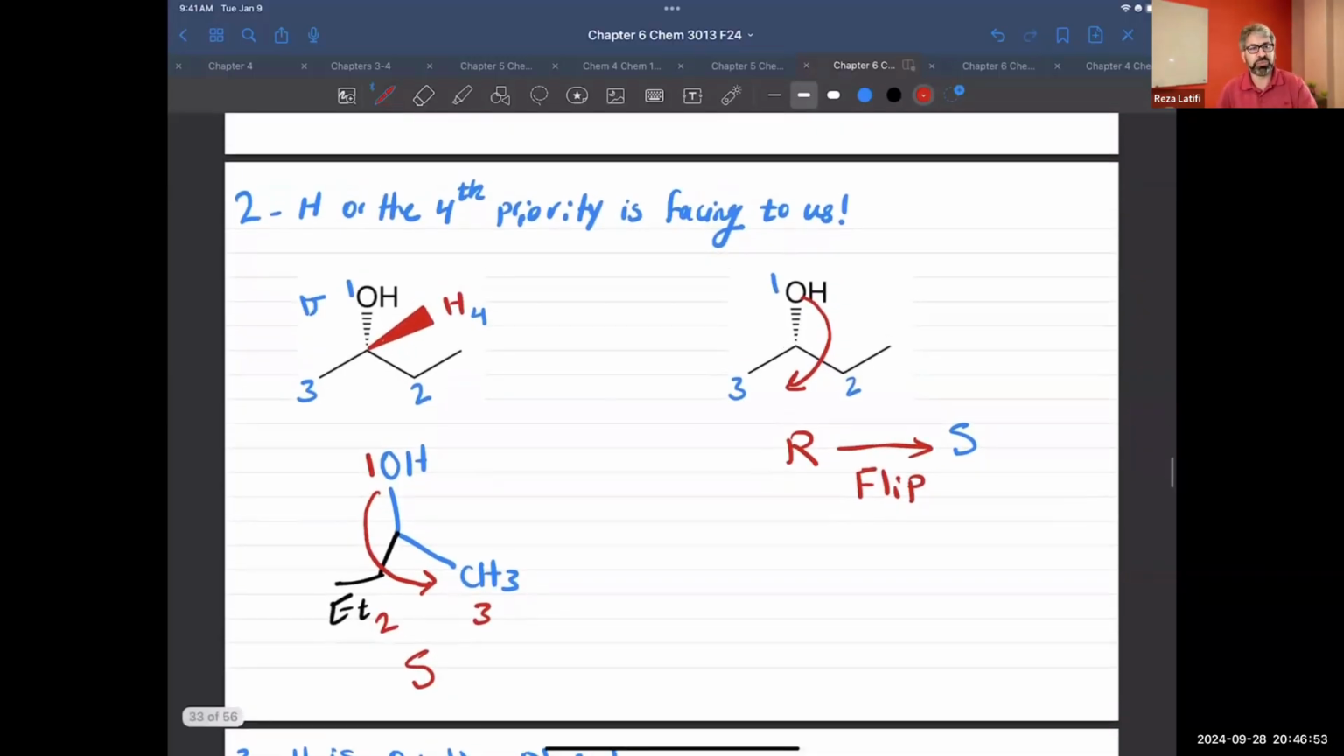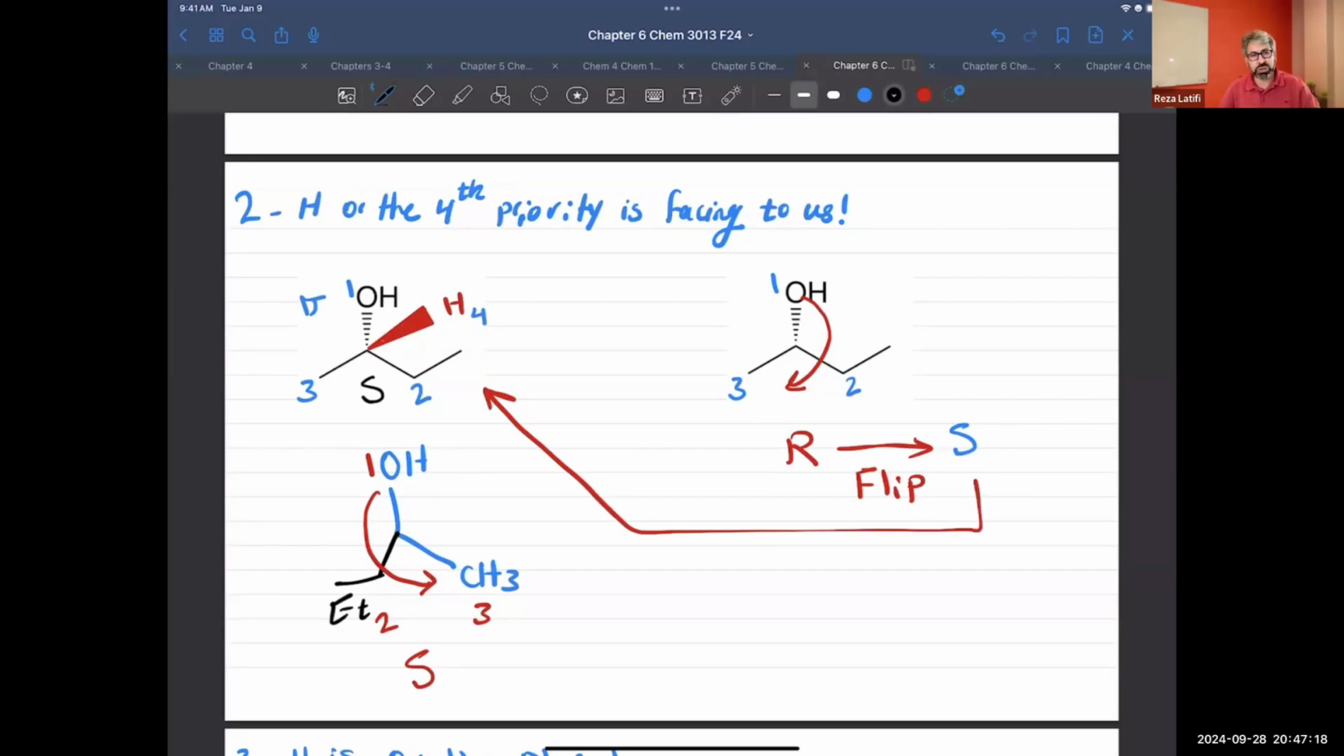Okay, again, let's review whatever I said. You're going to assign the order. Order says that it is supposed to be R, but then you will ask yourself, where is hydrogen? If hydrogen is facing toward you, just simply flip the configuration and say the original molecule must have S configuration. So the original molecule has S configuration.